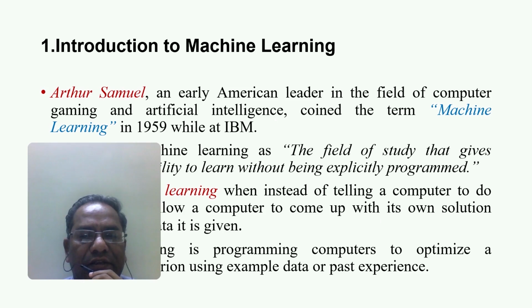He defined machine learning as a field of study that gives computers the ability to learn without being explicitly programmed. Sometimes we describe machine learning as: instead of telling a computer to do something, we allow the computer to come up with its own solution based on the data. The data is whatever inputs we assign for the task, and those inputs will be considered as the given data. Machine learning is a way of programming computers to optimize a performance criterion based on the data and past experience.